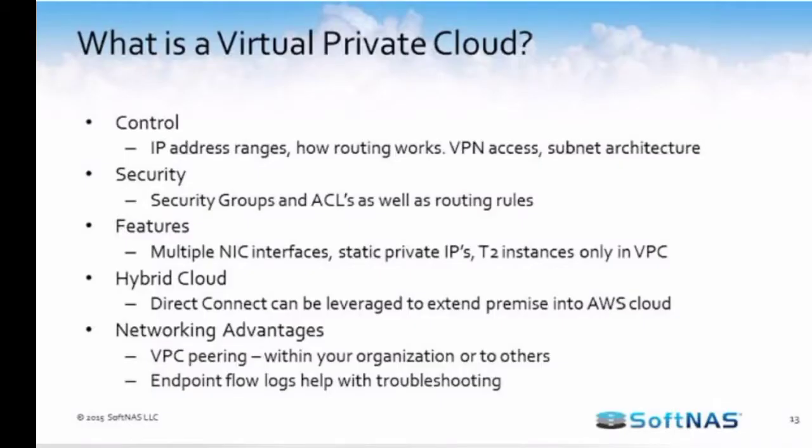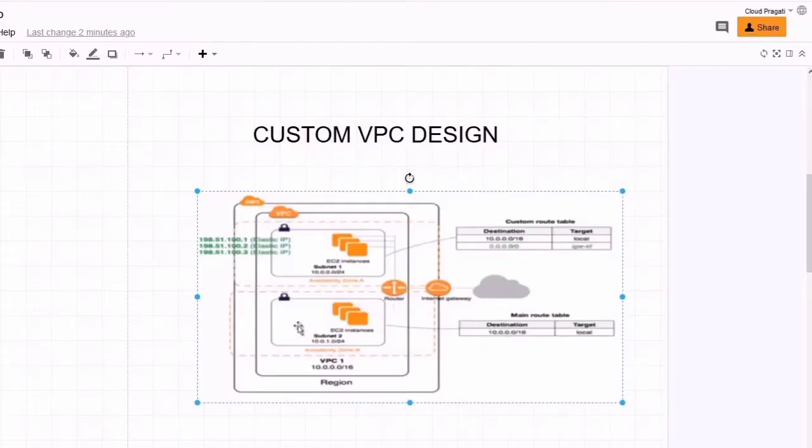In this we are going to implement a custom VPC. So let's jump to the diagram of the custom VPC. In this we are seeing the architecture of the custom VPC, where we are going to have two subnets, subnet 1, subnet 2, a main route table, a custom route table, an internet gateway and the routers.